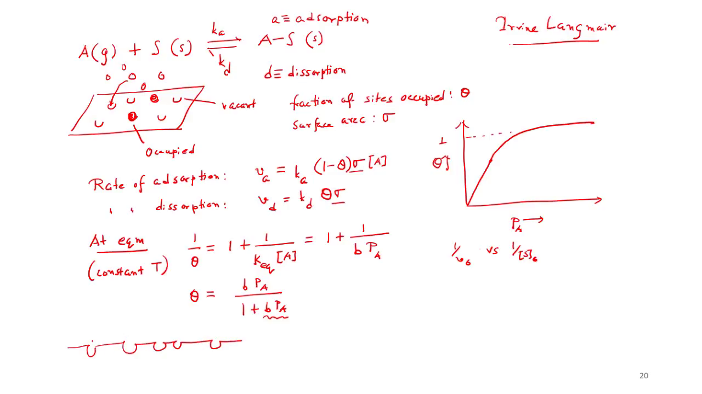Suppose these are the surface sites, and when you have enough pressure, the molecules come and sit on them. When all sites are occupied, you cannot have any further molecules. So what the Langmuir adsorption isotherm says is that you stop at the monolayer formation. Monolayer means only one molecule thick layer is there, not multiple molecules.